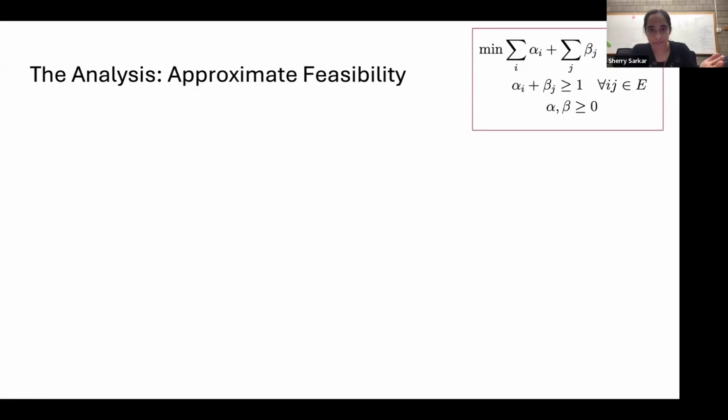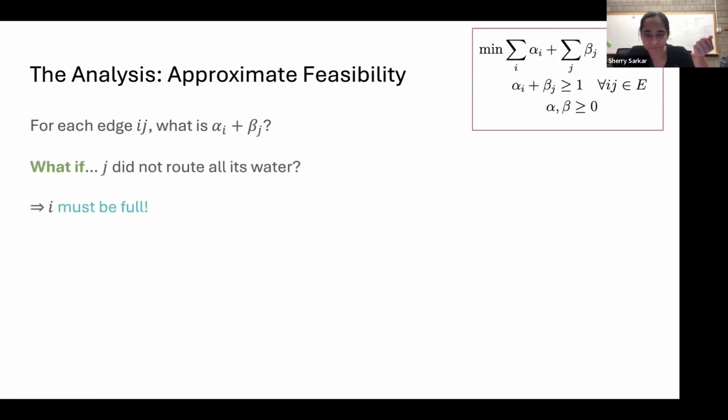And so now we're halfway done. I swear we're very close to a 1 minus 1 over e competitive analysis. Just this slide is all we need to finish the analysis. We just need approximate feasibility. And so that brings us to the question: if we look at these dual constraints for feasibility, for each edge ij, what is alpha i plus beta j?